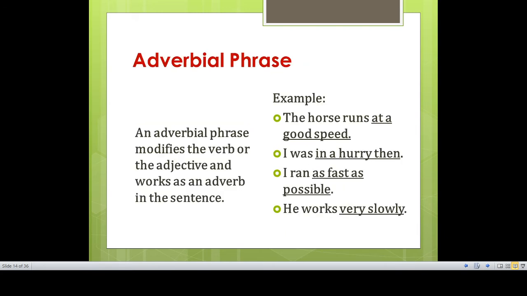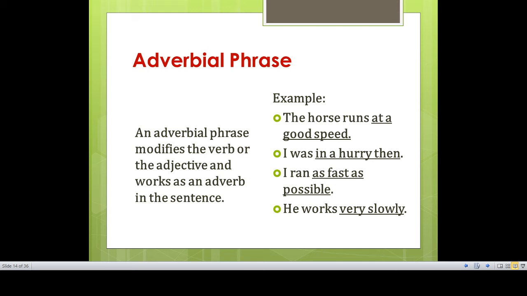Then comes the adverbial phrase. Of course, it modifies a verb or another adjective and it works as an adverb in the sentence. What does an adverb do? It modifies, it describes, it supports, it accelerates the verb. Or sometimes it describes an adjective. The horse runs at a good speed. At a good speed is, of course, an adverbial phrase.